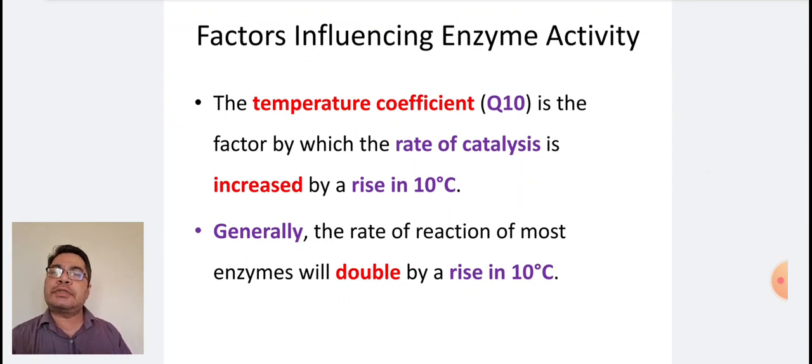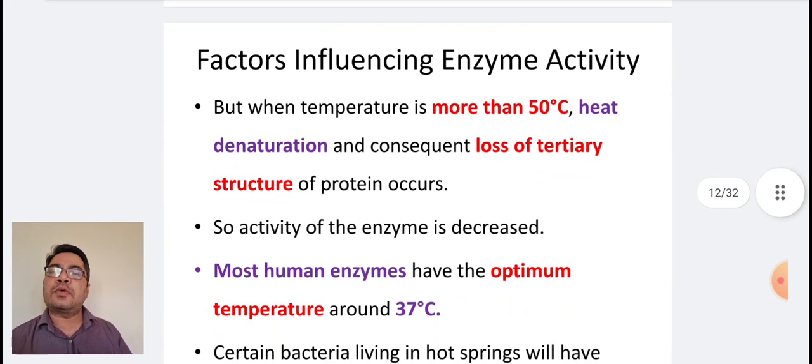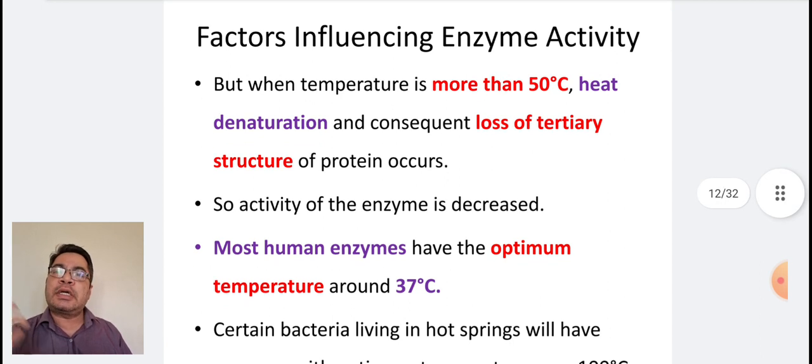The temperature coefficient, that is Q10, is factor by which the rate of catalysis is increased by rise in 10 degrees centigrade. Generally, the rate of reaction of most enzymes will double by a rise in 10 degrees centigrade. But when the temperature is more than 50 degrees centigrade, heat denaturation occurs and consequently loss of tertiary protein structure occurs. So activity of the enzyme is decreased.